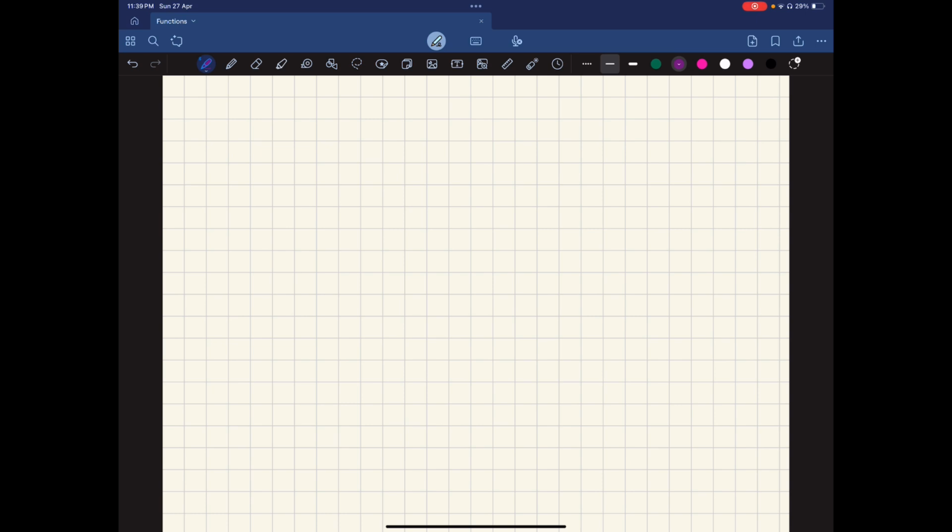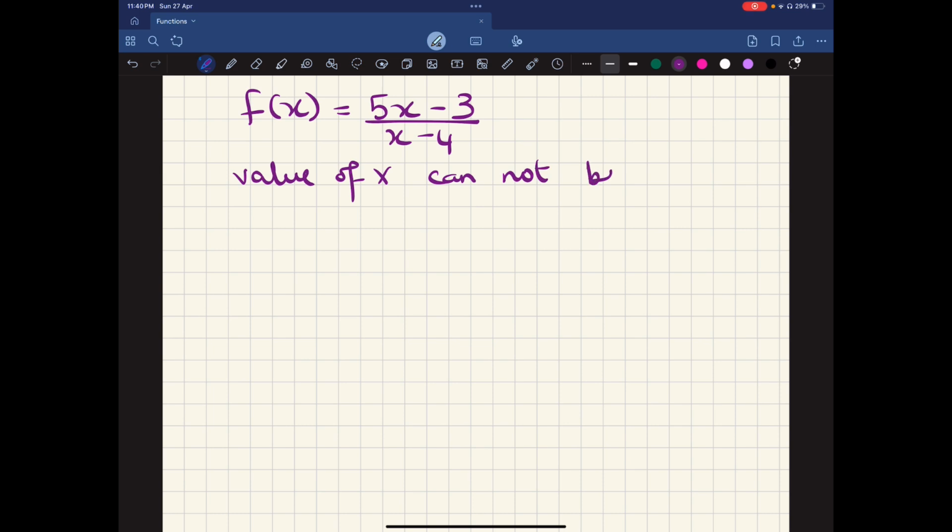Another thing that I want you to keep in mind is that, for example, if f of x is (x minus 3) over (x minus 4), and they ask you to state the value of x which cannot belong to the domain.